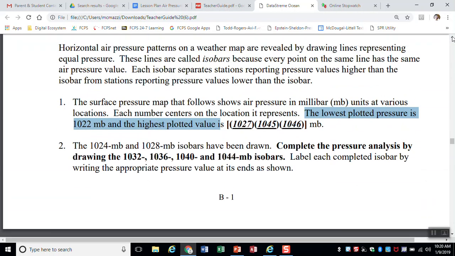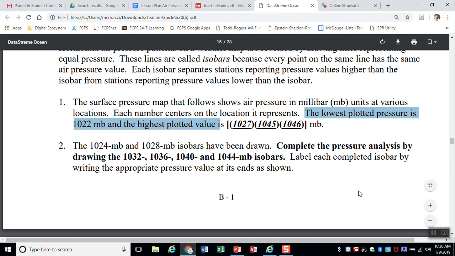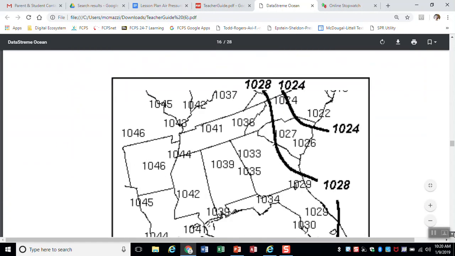Question number 2 says the 1024 millibar and the 1028 millibar isobars have been drawn. Complete the pressure analysis by drawing the 1032, 1036, 1040, and 1044 millibar isobars. Label each completed isobar by writing the appropriate pressure value at its ends as shown.